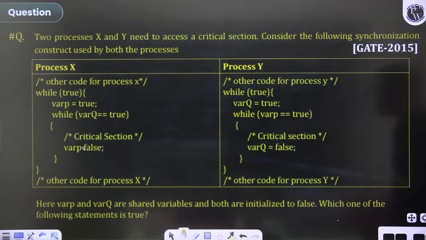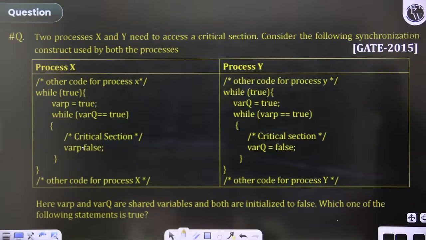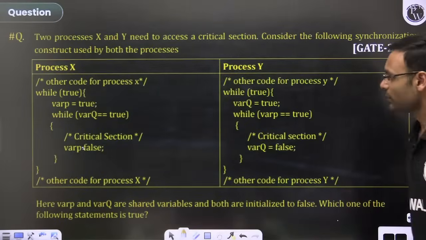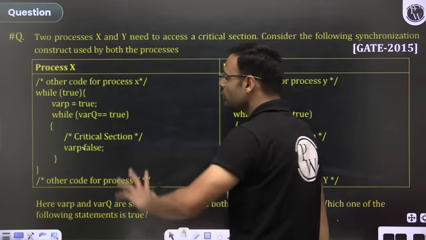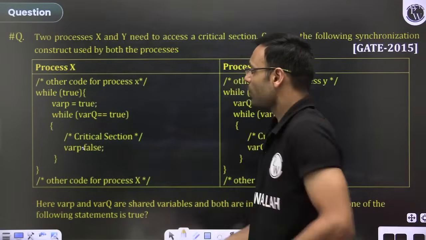Now you tell me, is it possible to have the deadlock? If yes, then how? The question is all about mutual exclusion and deadlock. Okay, how is it possible? Mutual exclusion: both the processes can enter into the critical section easily. How? Just because there is no stoppage.